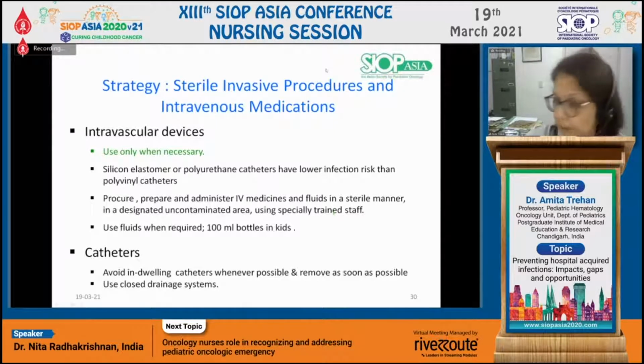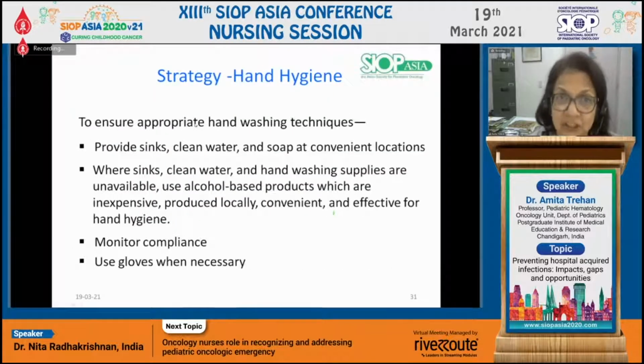Right? The last part, the most important, sorry, is hand hygiene. Yes, we know it now. I'm not going to go into this. And like I said, COVID has taught us that hand hygiene is so important. We have to ensure sink, clean water, soap, and alcohol rub at all locations. And if everybody starts washing their hands, there will be no issue. It is important to monitor compliance.